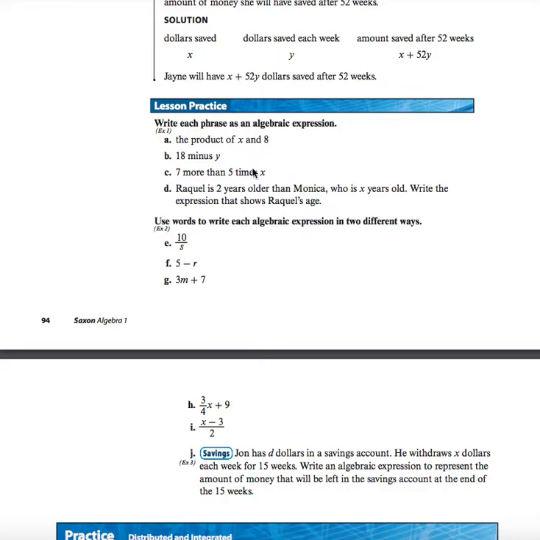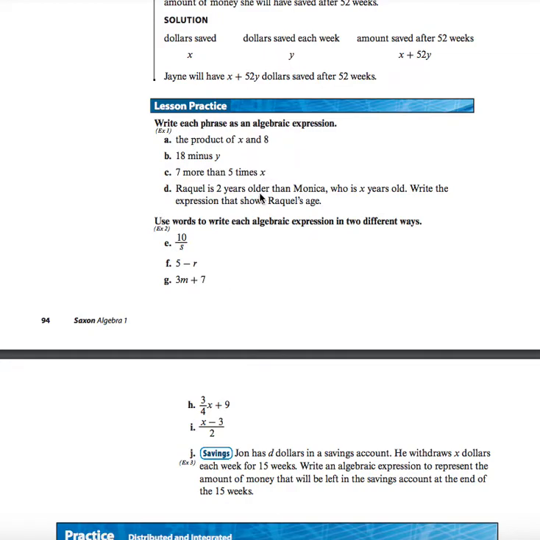Lesson practice A. It says write each phrase as an algebraic expression. So if it's in a word form, we write it in an expression. If it's in an expression form, we write it in words. Letter A, the product of x and y. Product means multiplication, and I have x and y, so this would be xy. Letter B, 18 minus y. I would write 18 minus, a little minus symbol, y.